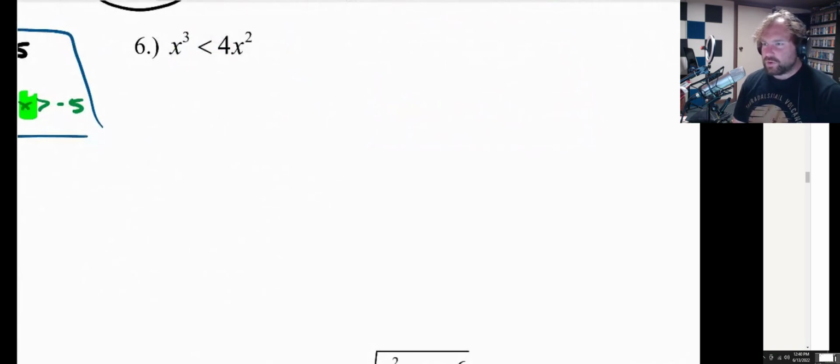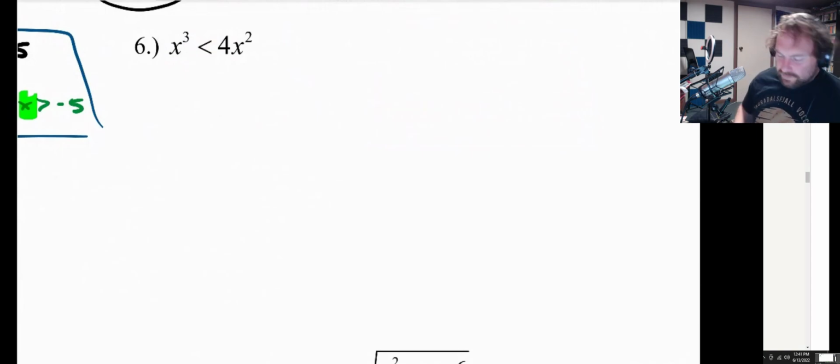Now we're going to approach this problem kind of the same way that we approached... sorry, I lost my train of thought there, because I was thinking about, if we were allowed to use graphing calculators, this problem would be trivial, because you would just graph x to the third and then 4x squared and figure out when the x to the third graph is below the 4x squared graph. But we don't have that ability here because this is a no calculator operation.